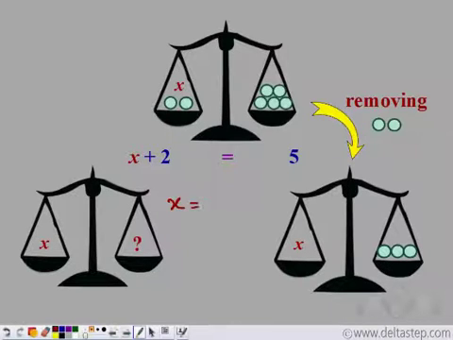So x is equal to 3 is the solution of this equation because when x is equal to 3, the scale is still balanced. That is, the equality holds if x is equal to 3. We can verify it. 3 plus 2 is equal to 5, which is what we have on the right hand side. So, the value of x which makes left hand side equal to right hand side is 3, because 3 plus 2 is equal to 5.